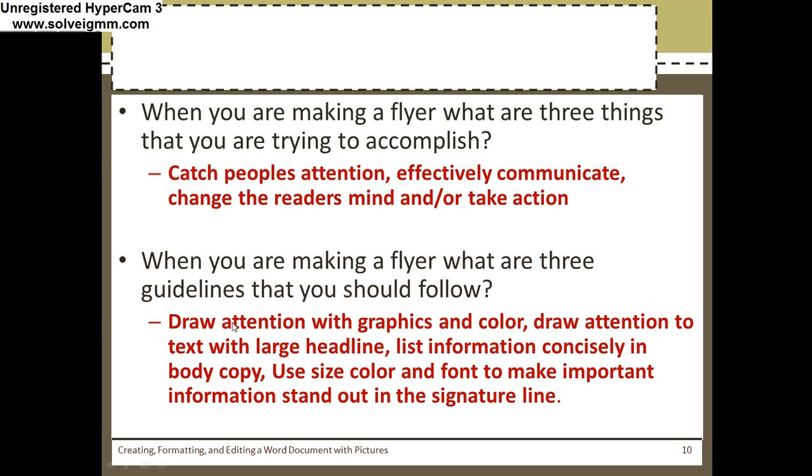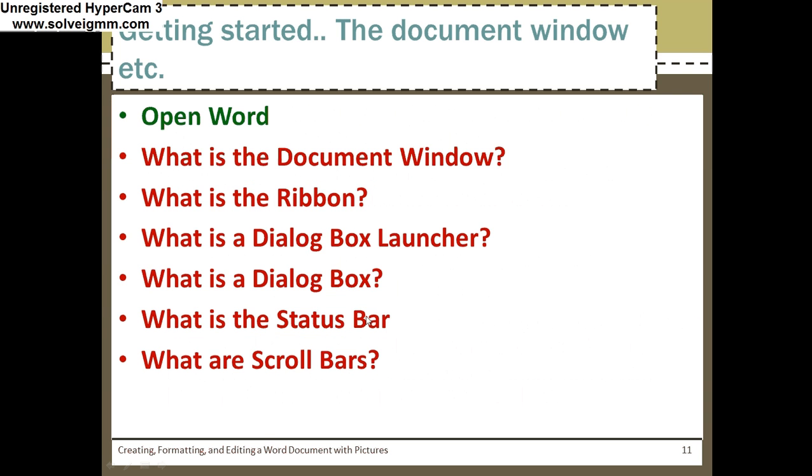What are the 3 guidelines? You want to draw attention with the graphics. The graphics should make people look at it. The text should make people want to read it. List information concisely, not too wordy, short and sweet. Use color to get people's attention and make things stand out. Okay, those are the things that we want to do. All right, let's keep looking.